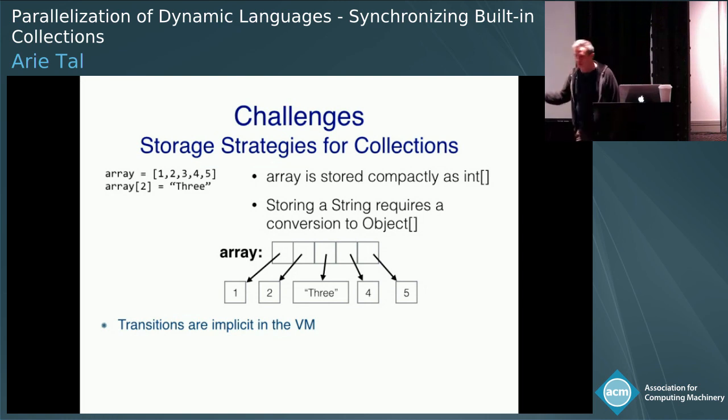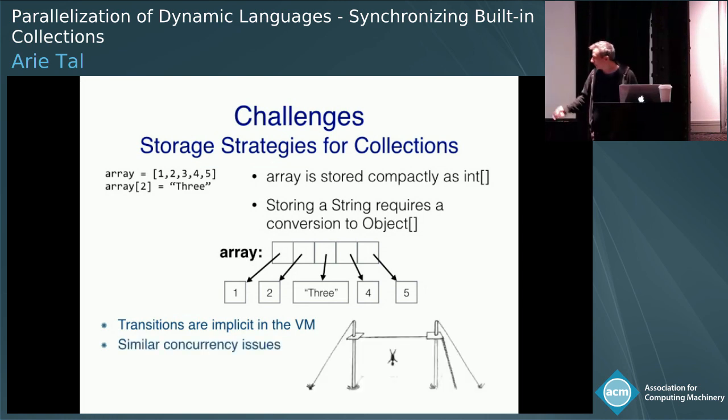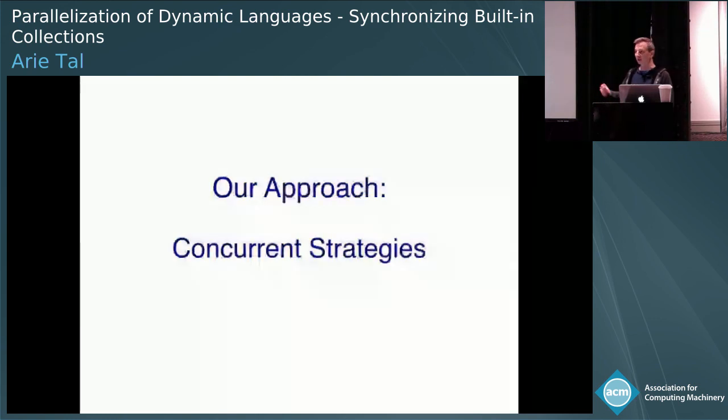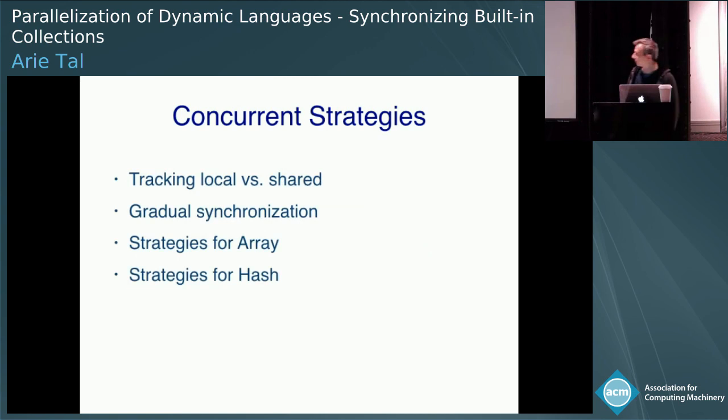Now, these transitions are done implicitly in the VM, and we have similar concurrency issues as before, right? Okay, so our approach is called concurrent strategies. These strategies define to the collections how to synchronize themselves based on the scenario, similar to the concept of storage strategies. Essentially, we split the heap between local and shared objects.